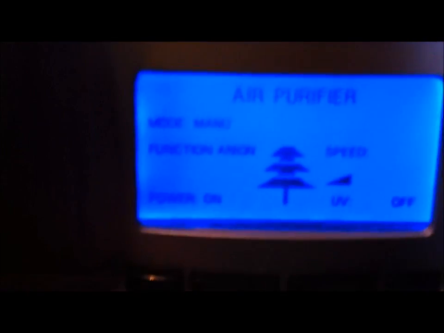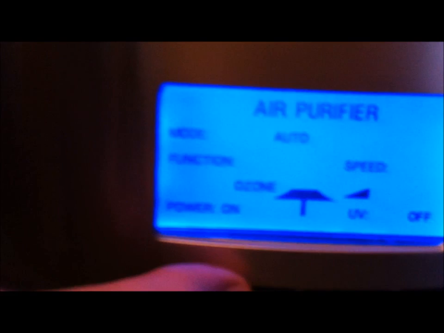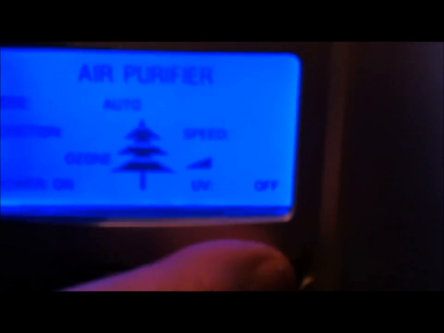So it's got your typical negative ion generator built in. Some manufacturers call it anion, however you want to pronounce that. And it's also got an ozone generator and an ultraviolet sterilizing lamp, sanitary lamp in there. So yeah, all of your typical gimmicks.